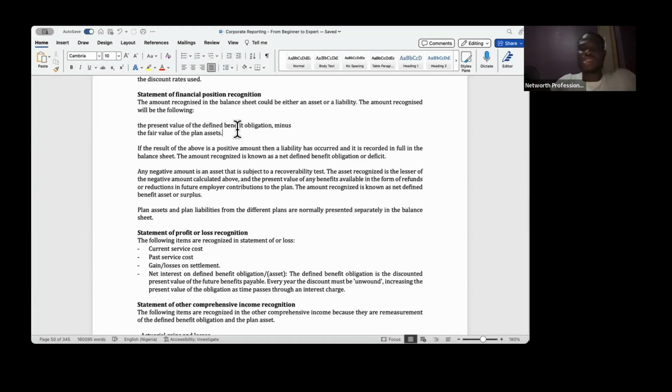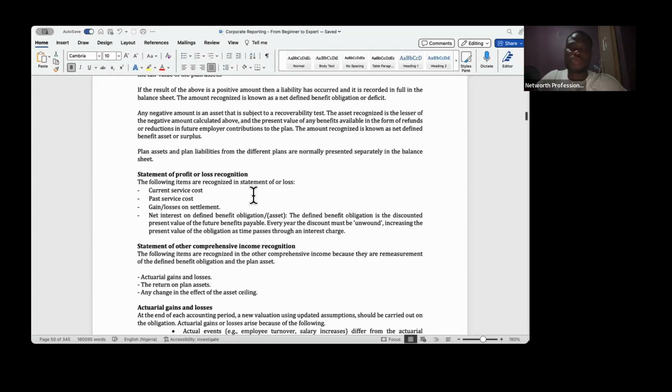But if the plan asset is higher, they will call that the surplus. That means we have over contributed, like we are fully funded. They call that a surplus, or a net defined benefit asset. You will see all of that when we solve questions. That's the only thing that goes into your statement of financial position.